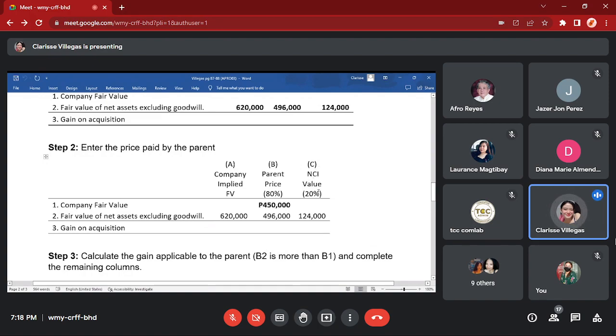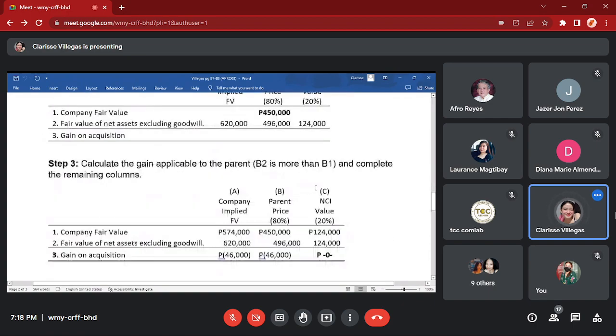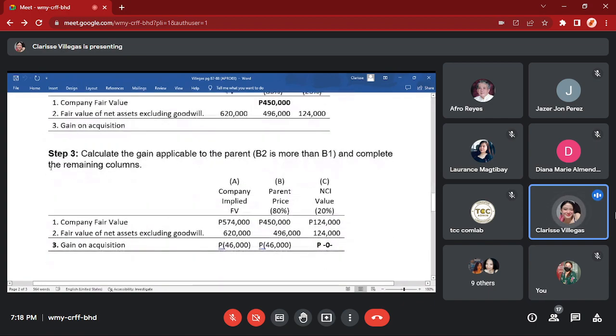C, NCI value 20%: none. Fair value of net assets excluding goodwill: A, company implied fair value, 620,000; B, parent price 80%, 496,000; and C, NCI value 20%, 124,000. Gain on acquisition, dito sa makukuha natin to sa step number 3.